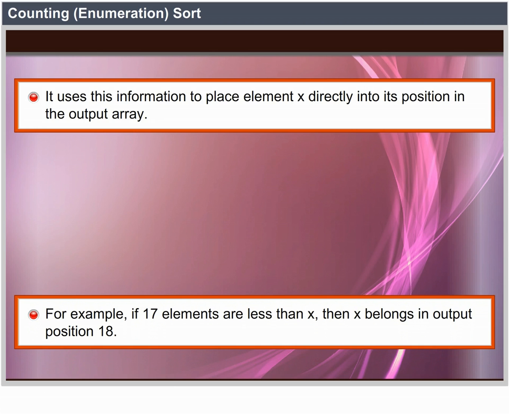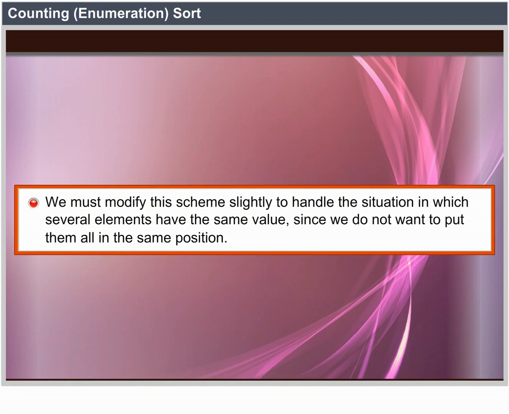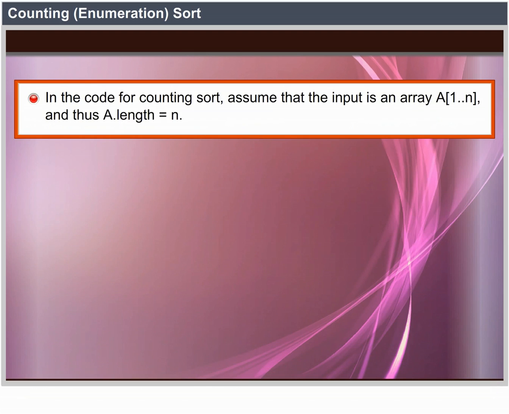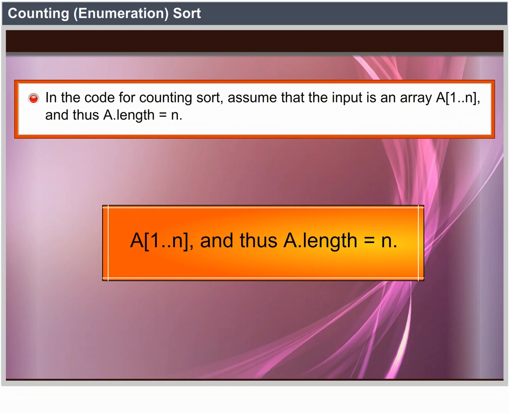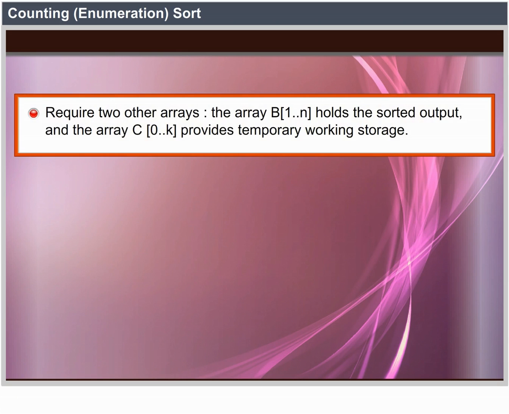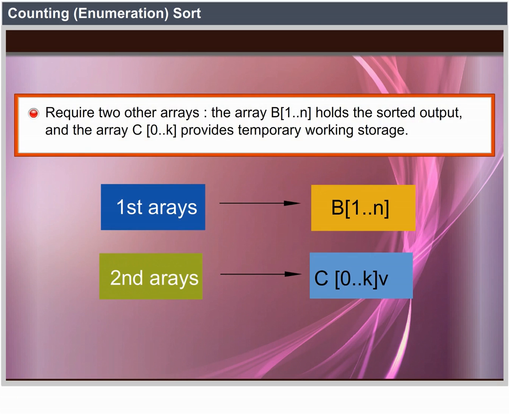We must modify this scheme slightly to handle the situation in which several elements have the same value, since we do not want to put them all in the same position. In the code for counting sort, assume that the input is an array A[1..n], and thus A.length equals n. We require two other arrays. The array B[1..n] holds the sorted output, and the array C[0..k] provides temporary working storage. The below figure illustrates counting sort.